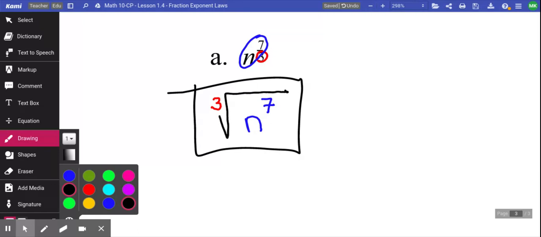Hey, so does the denominator always stay the same? Like when you're adding and subtracting things? Yeah.